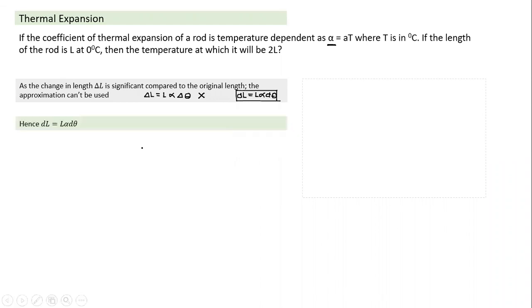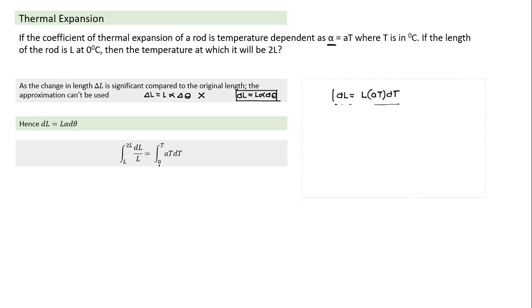So here dL is equal to L alpha d theta. That's what we need to use here. And what is the expression we get? dL is equal to L, and alpha is equal to a function of T, so alpha is a function of t, times dT. Very simple here, and once we get this expression it's easy to proceed. It becomes dL by L is equal to alpha of t dt.